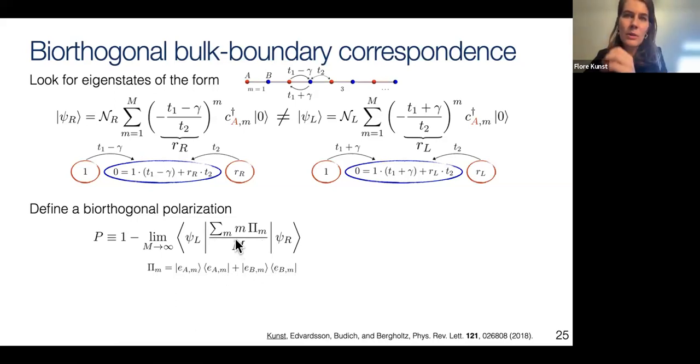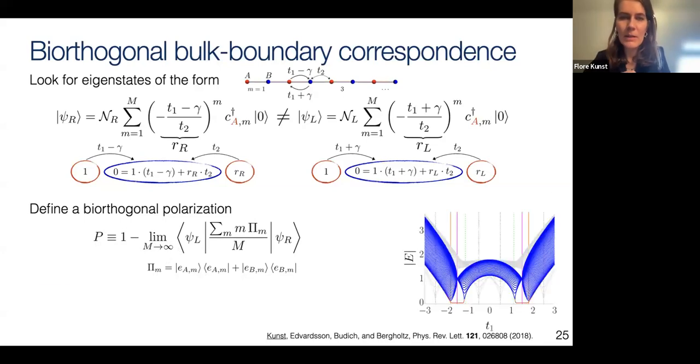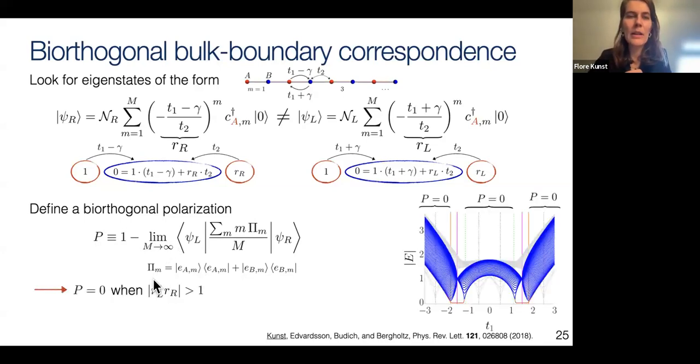I divide by the total number of unit cells, and then I take the biorthogonal inner product with expectation value, with respect to this psi R and this psi L. Then I send M to infinity to compute what this P is. So let's see how that works. When you plug in these exact solutions here, you can convince yourselves that if R_L R_R is larger than 1, this P goes to 0.